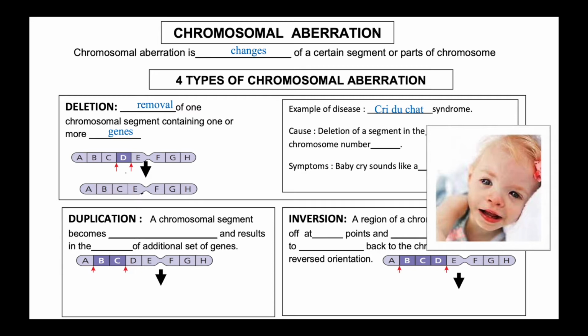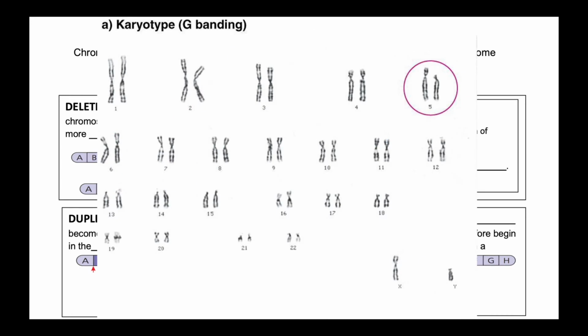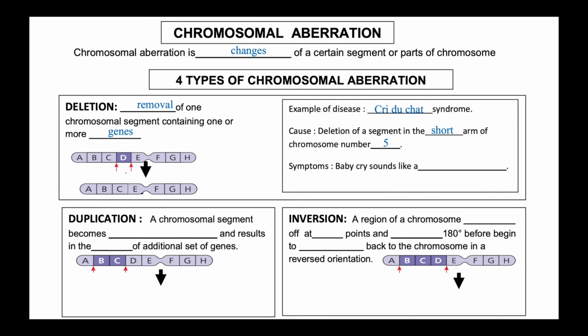This is a picture of a toddler suffering from Cri-du-Chat syndrome. Cri-du-Chat syndrome is caused by deletion of a segment in the short arm of chromosome number 5. This is the karyotype of individuals suffering from Cri-du-Chat syndrome. As you can see, the short arm of this chromosome appears shorter because a segment of this arm has been deleted. This will then result in the loss of certain genes. One of the stark symptoms of Cri-du-Chat syndrome is that the baby's cry sounds like a distressed cat.